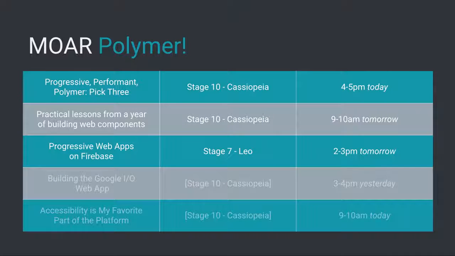So if you'd like to learn more about Polymer or web components or the purple pattern, there are tons more talks here at Google I/O about exactly this. Progressive Performant Polymer is right after this one, and there's two more tomorrow. And if you have a time machine or a YouTube, you can check out the talks that have already happened earlier.